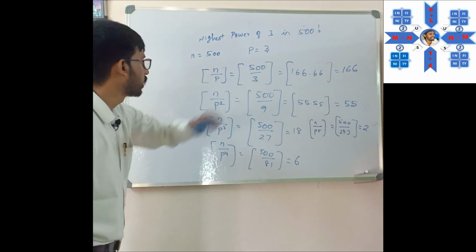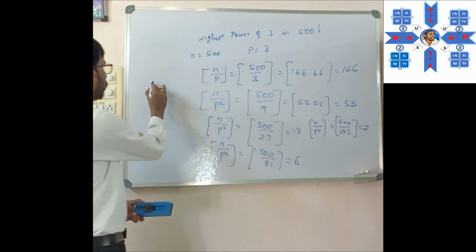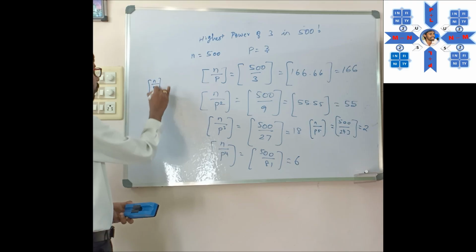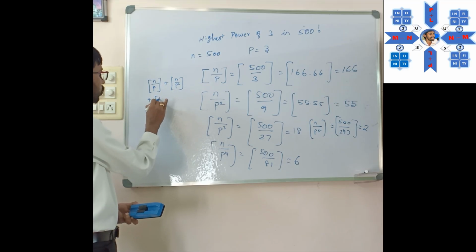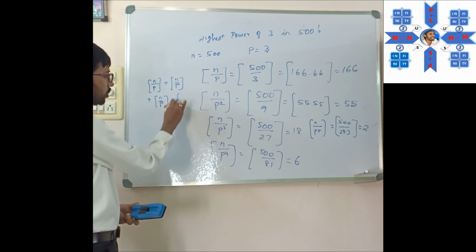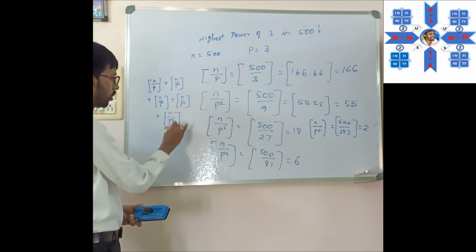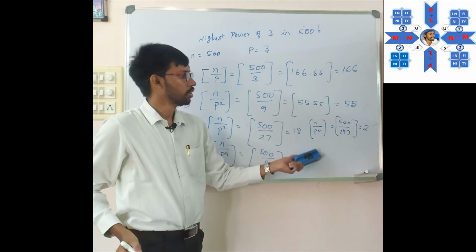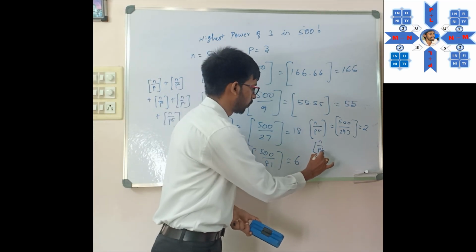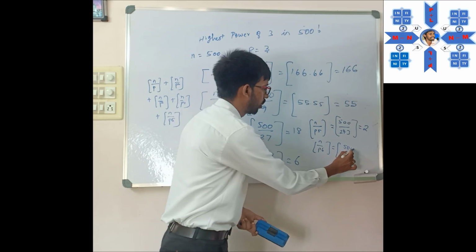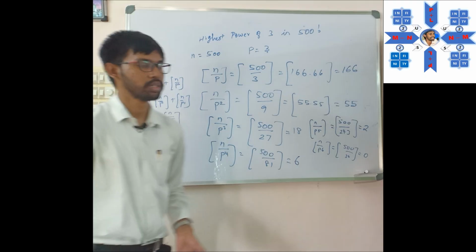So now the highest power of 3 in 500 factorial will be the greatest integer function of n by p, plus that of n by p square, plus n by p cube, plus n by p power 4, plus n by p power 5. Why do we terminate here? Because for n by p power 6, 500 by 3 power 6 exceeds 500, so I will get 0.